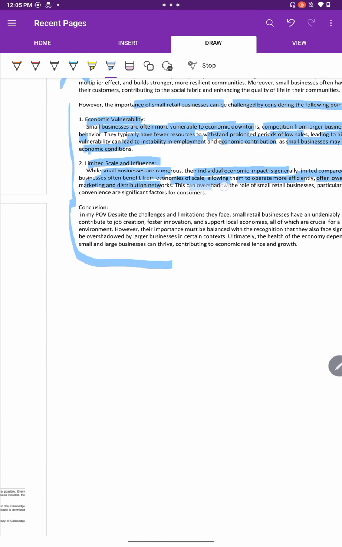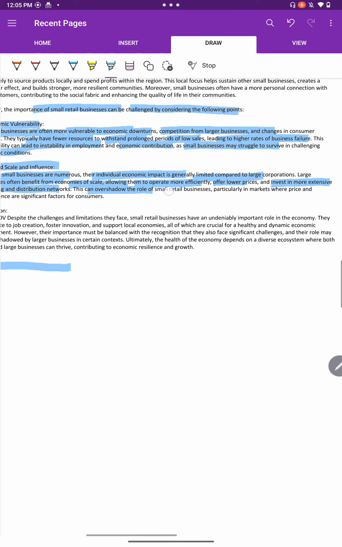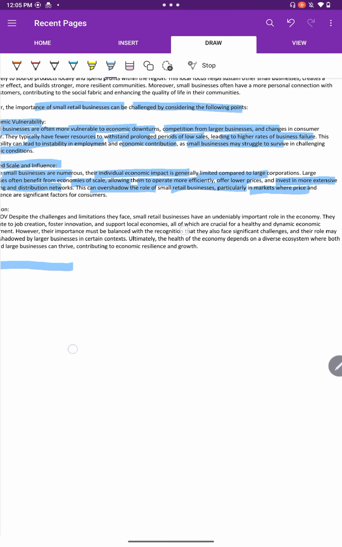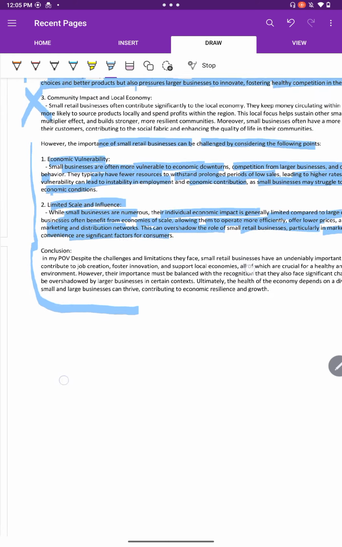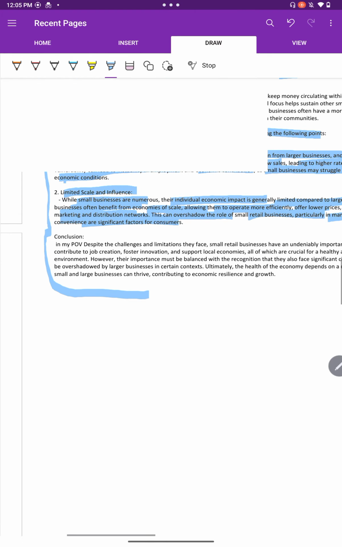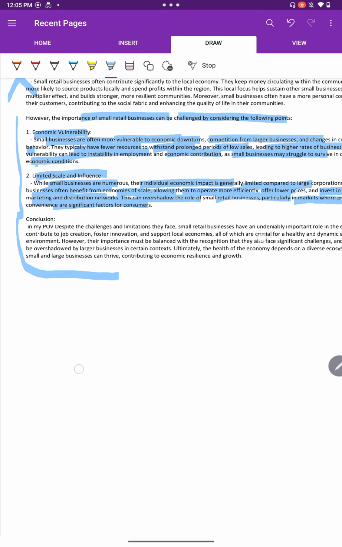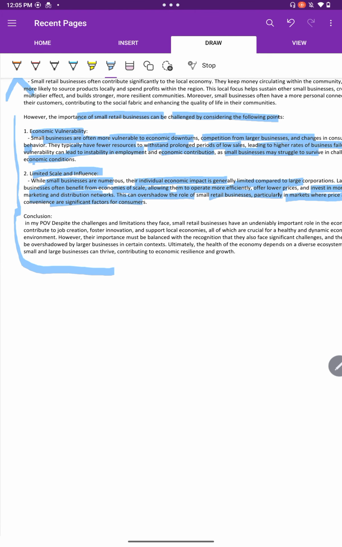This can overshadow the role of small retail businesses, particularly in markets where price and convenience are significant factors for consumers. So these are the challenges for the small businesses. Now I'm going to write my conclusion.